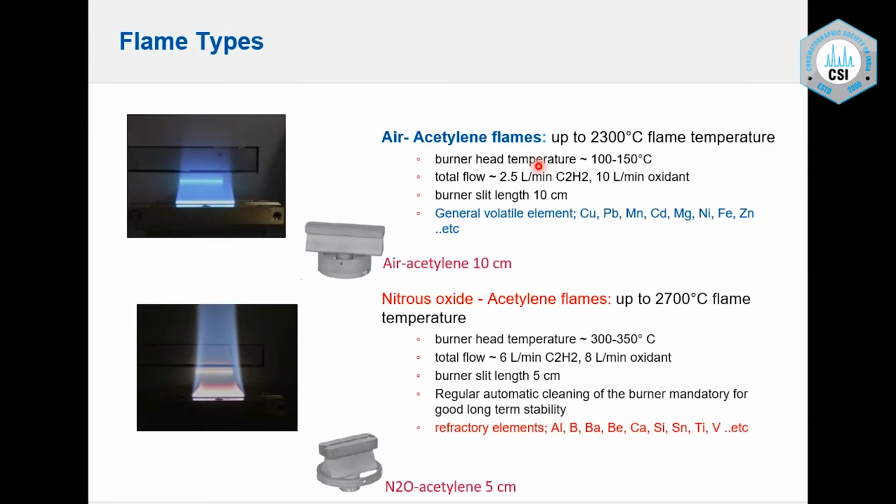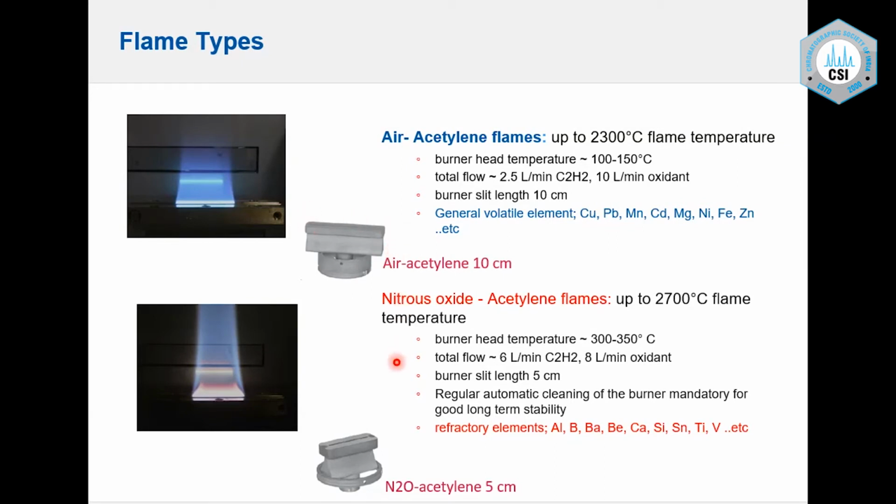Basically, two flames are used for atomization. The air acetylene flame has a temperature of almost up to 2300 degrees centigrade. Most of the elements get atomized in this flame, like copper, lead, manganese, cadmium, magnesium, etc. Some elements do not get atomized. This air acetylene flame requires a 10 cm burner head. You can also use a 5 cm burner head for air acetylene flame, but for more sensitivity, we prefer the 10 cm burner head.